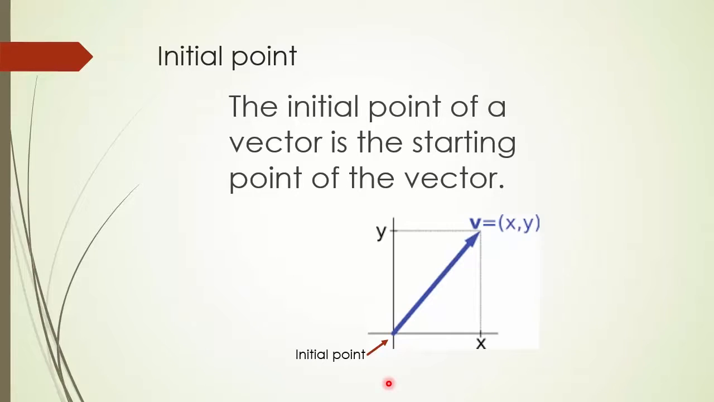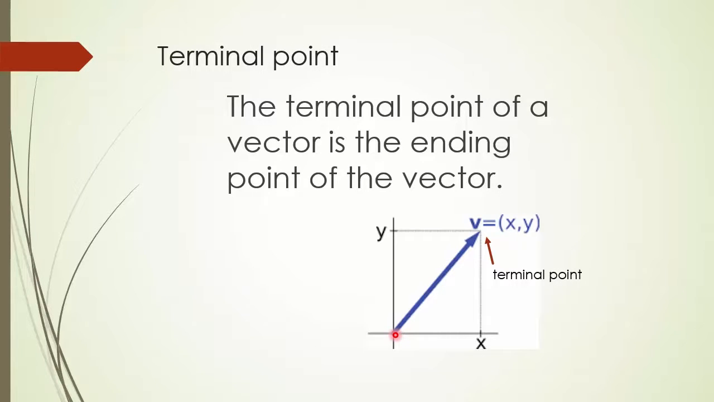Initial point. The initial point of a vector is the starting point of the vector, and this is pretty important to know because when we start talking about component forms we want to know what the initial point is. In this case over here, this is the initial point. Terminal point. The terminal point of a vector is the ending point of the vector. So in this case over here, the terminal point is where the arrowhead is.